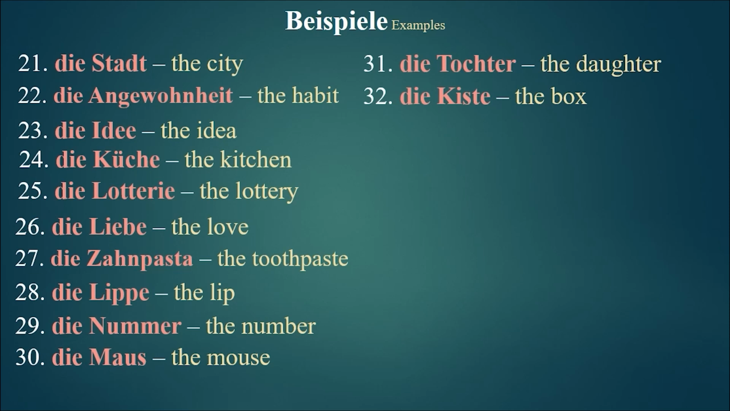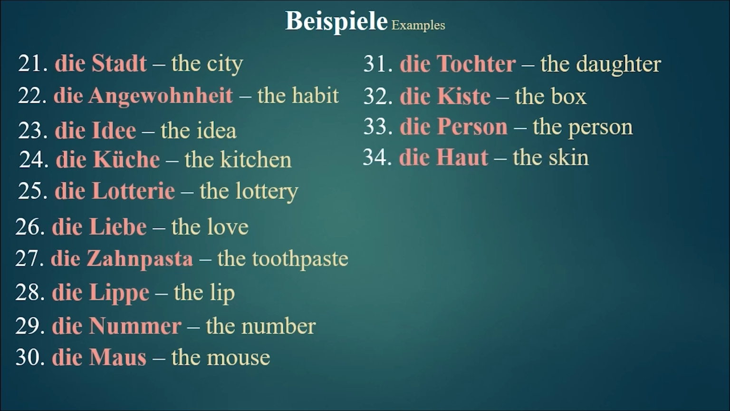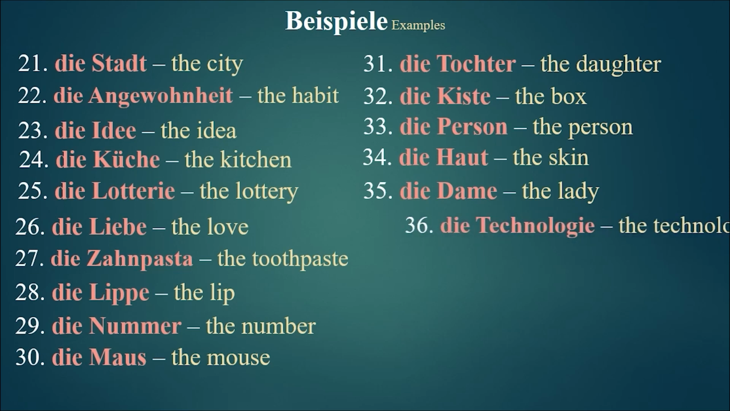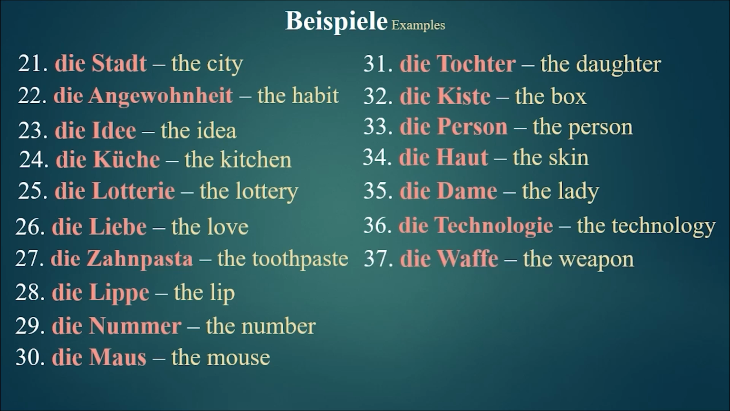32. Die Kiste, the box. 33. Die Person, the person. 34. Die Haut, the skin. 35. Die Dame, the lady. 36. Die Technologie, the technology. 37. Die Waffe, the weapon.